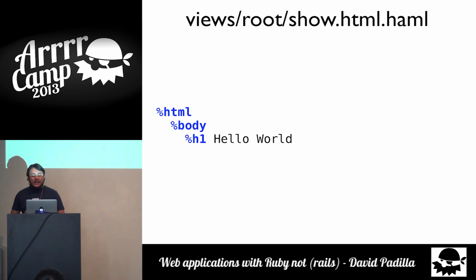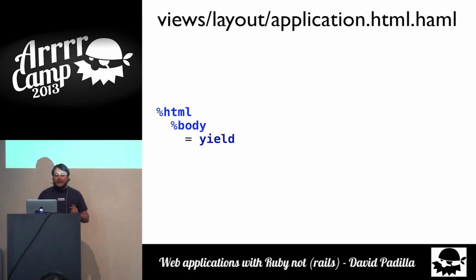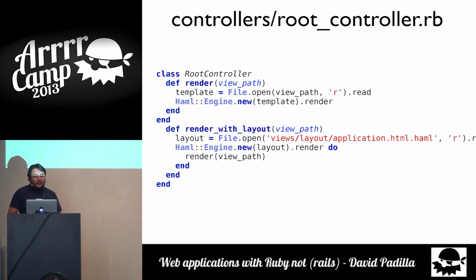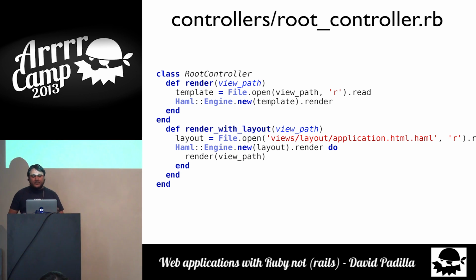So it means that the action template should only have the relevant code for that specific action, and then somewhere in the application you will have a layout with the rest of the code, and you just use yield to let the Haml engine know where you want to see that specific piece of code. So let's add yet another render method to our controller to read this layout and display it. We will call that method render with layout because that's what it's doing.